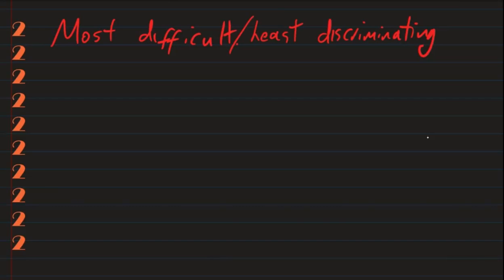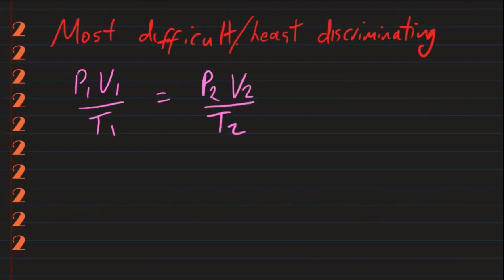So the trick to this is you've got to know that the pressure at the beginning and the volume at the beginning and the temperature at the beginning is the pressure at the end, the volume at the end, divided by the temperature at the end. You just got to put the numbers into this equation. It's even easier than that because it says the pressure's constant, so P's gone.